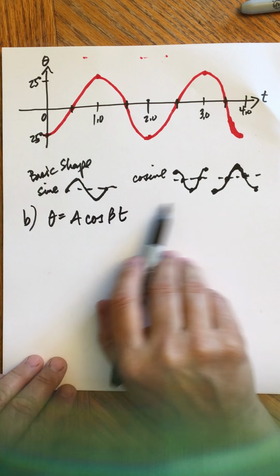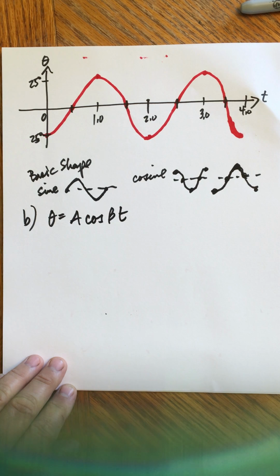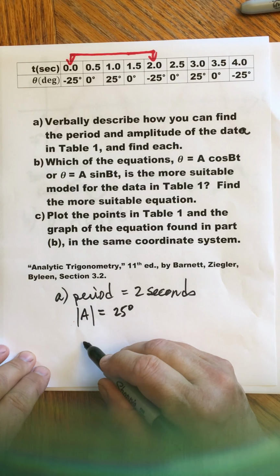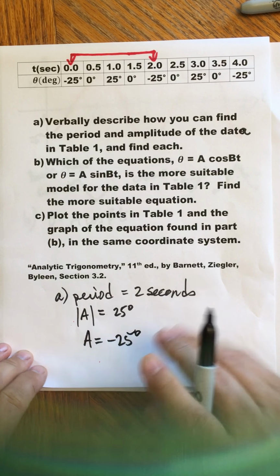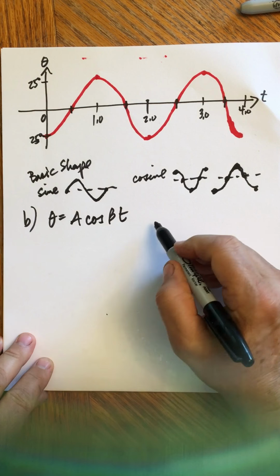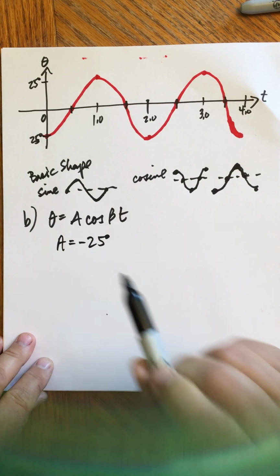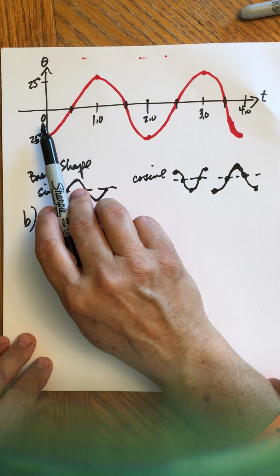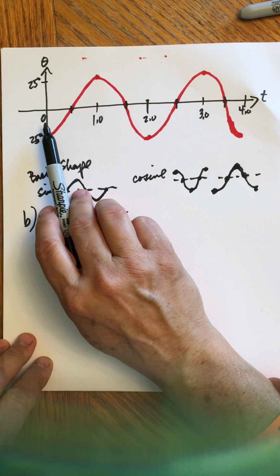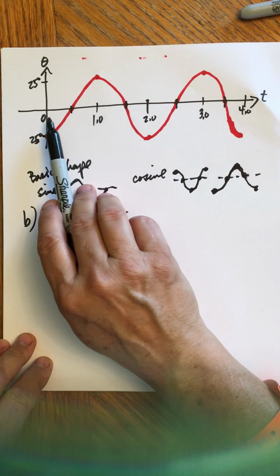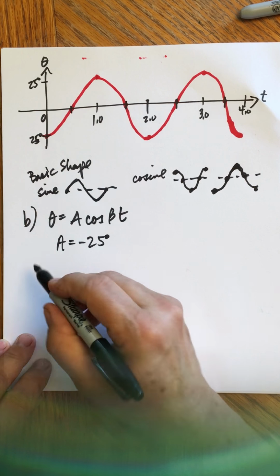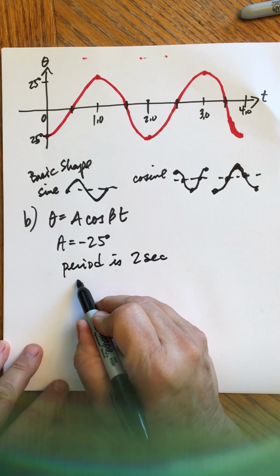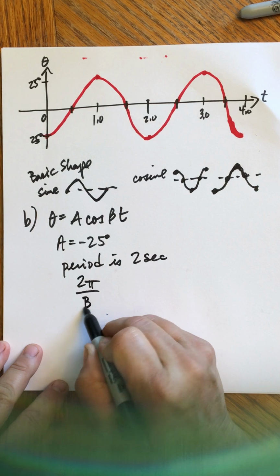Now we already know that it's reflected, and we found out in part A that the amplitude was 25 degrees. So we now know that A itself is negative 25 degrees because it's a reflected cosine. And now we've got to find B. So we know that for a period we want to do 2 pi over B, and we know that it took 2 seconds to see one wave. So the period is 2 seconds, and 2 pi over B should be our period.